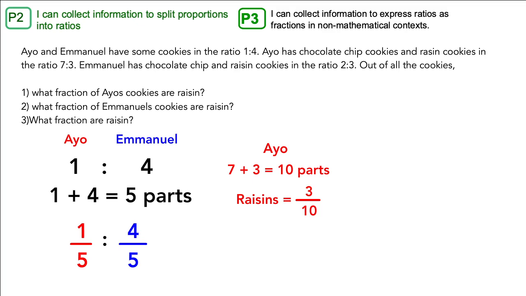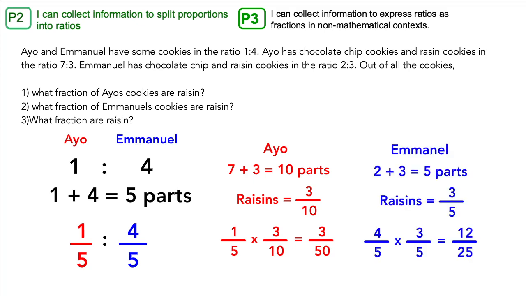To find the fraction of an amount, we multiply the amount by the fraction. Therefore, 1/5 of 3/10 is the same as saying 1/5 times 3/10. The fraction of raisins Io has is 3 out of 50. We do the same for Emmanuel. 4/5 times 3/5, as 3 parts out of 5 represent raisins. This equals 12 out of 25.